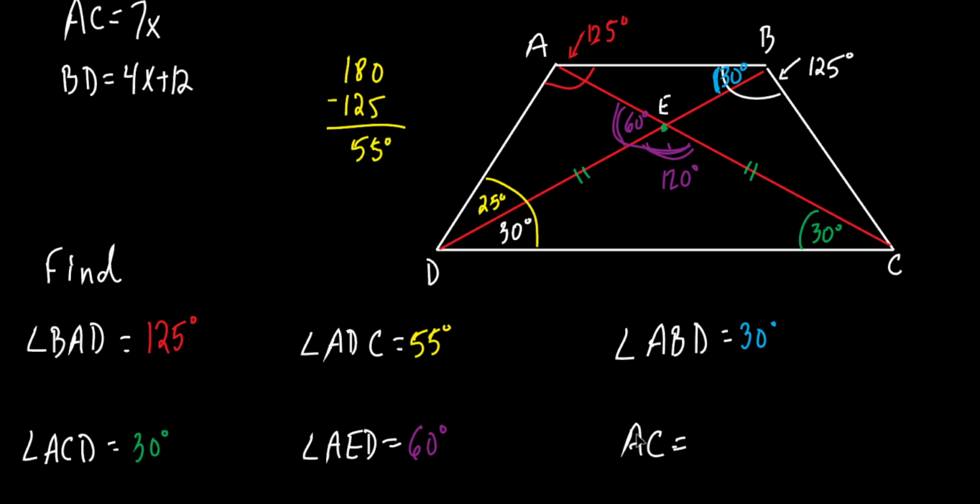So what are you going to do over here? You're going to go, let's do it right here. 7x equals 4x plus 12. That's it. Okay, something we've been doing all year long. Subtract 4x from both sides. That gives us 3x. Divide by 3. X is 4. 12 divided by 3 is 4.